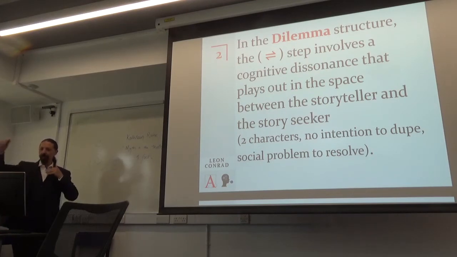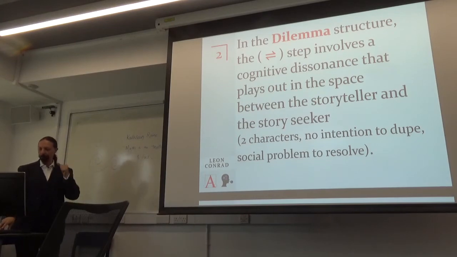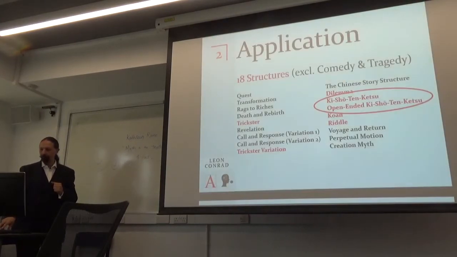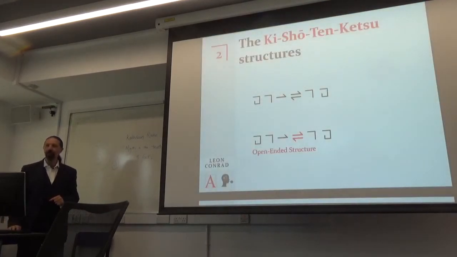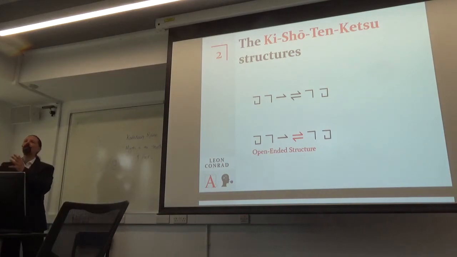And here, the cognitive dissonance plays out in the space between the storyteller and the story seeker. There is no intention to do. Then we come on to Japanese structures, Kishōtenketsu. These are used in mangas. And what's special about them is they start with a topic which is then expanded. There is no problem.